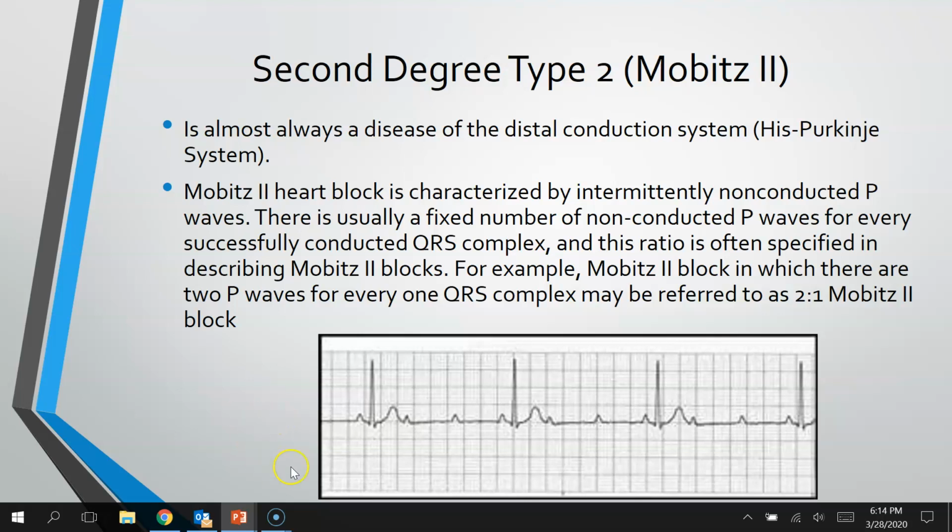Okay? So we're going to see a P, QRS, T, there's a P, there's a P, there's a P, a QRS, T, a P, a P, a P, QRS. So you're going to see the same number of P waves in between the QRS complexes in a Mobitz 2.